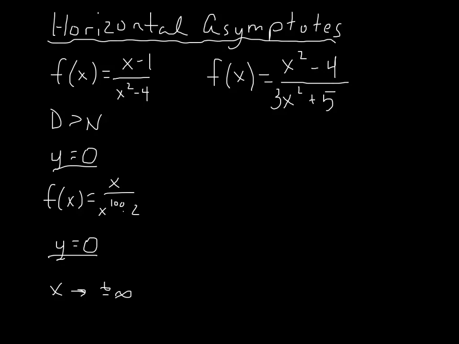If you look at the second f of x here, when the degree of the top is the same as the degree of the bottom, then as x goes to positive or negative infinity, the top and bottom sort of cancel each other out. I mean, it's staying relatively the same. So we just take the proportion of the numerator leading coefficient to the denominator leading coefficient. So in this case, it would have a horizontal asymptote y equal to 1/3.